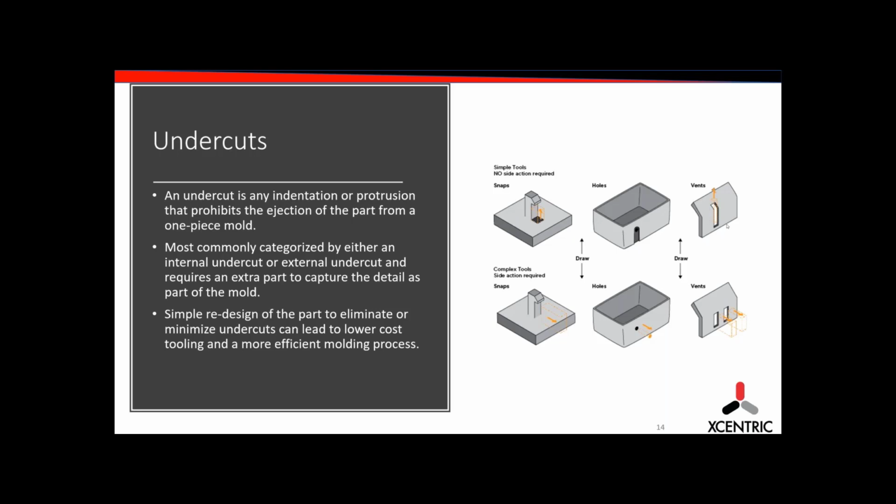And if you look at the illustration on the side, you can see the top part is a simple tool. There's no side action required because we can mold that hook in the line of draw. If you didn't have that hole there and you would come down, you can see that orange box would actually be the extra tooling action that would have to happen before we could remove that part from the tool to get that snap created. So we really want to try to design our parts with as few undercuts as possible. It simplifies the tool and it reduces complexity and it reduces cost.